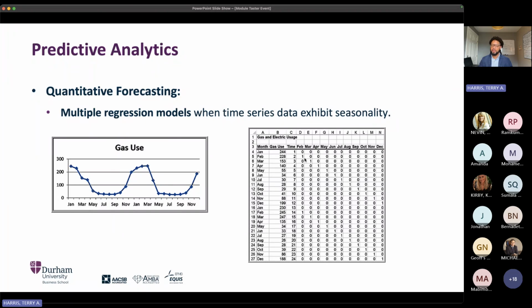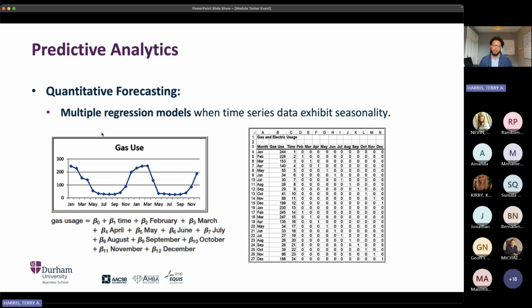So one way to do that is to include a variable X, an index for time, and also dummy variables that capture the effect of being in February or not, March or not, April or not, and so on. So we have a series of dummy variables, and we'll be including all of them on the right-hand side. So we're building a model like this. We're estimating the effect on gas usage of a constant, a time index variable, and a series of dummy variables that capture the effect of being in February, March, April, up to December.